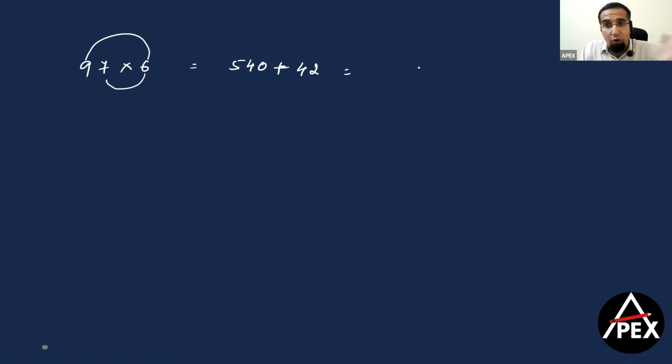Suppose I'm talking about 97 into 6. Now, quickly, two numbers in the back of your mind. 6 nines are 54. So, what should be in the back of your mind? 540. Clear? 6 sevens is how much? 42. So start registering numbers in your brain. This is 540 plus 42, which will give me a total of 582. Clear?